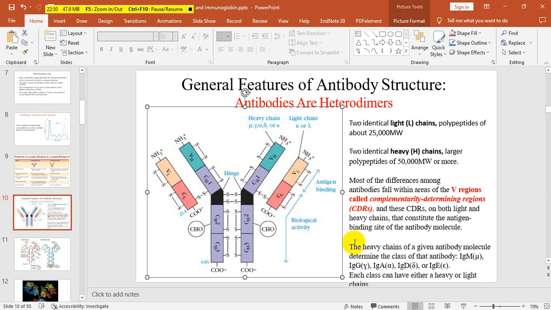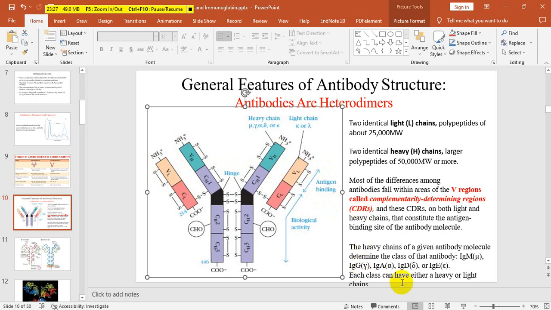So I've explained. When we see CDRs, we have what? We have complementarity determining regions, or CDRs. Most of the differences among antibodies fall within areas or variable regions called complementarity determining regions. So the variable regions, VL and VH, are called the complementarity determining regions, or CDRs.